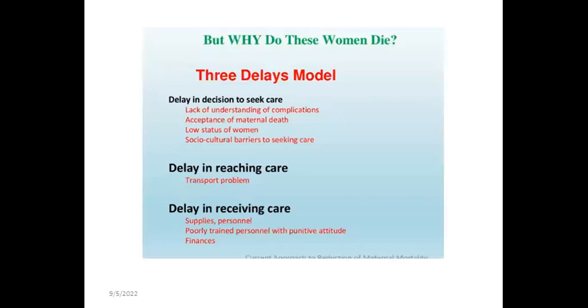When a woman dies, according to the three delays framework model, the first delay is the decision to seek care. It includes lack of understanding of complications, acceptance of maternal death, low status of women, illiteracy, some cultural norms, behavior, practice, socio-cultural barriers to seeking care, or a male dominant society. The second delay is delay in reaching care. It includes transport problems and financial problems; there are no finances for hiring the transport.